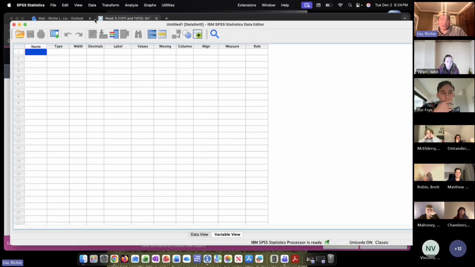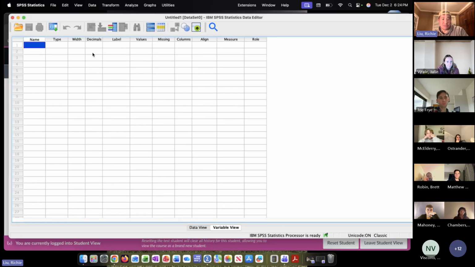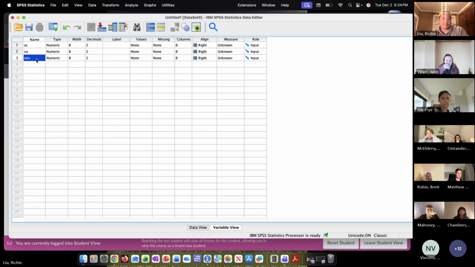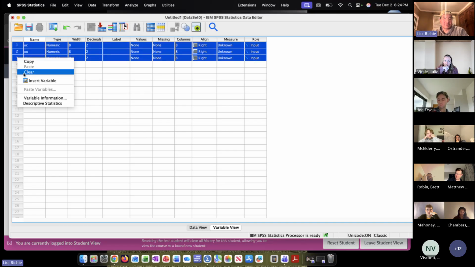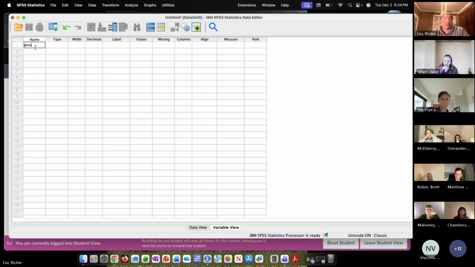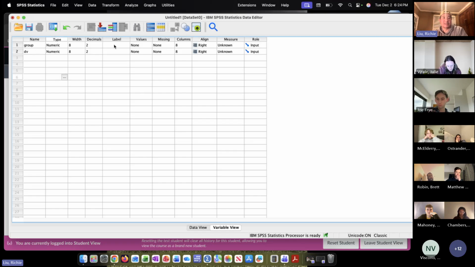So I'm in variable view right now. What you don't want to do is something like this. The group should all be in one variable. So what you want to be doing is creating a grouping variable and then we'll just call it DV here. All right, the outcome variable, the downstream effect. I just like to label it so that it's already labeled when I look at it.